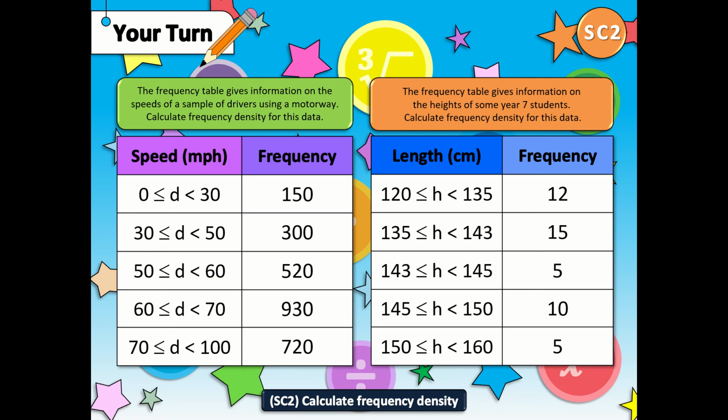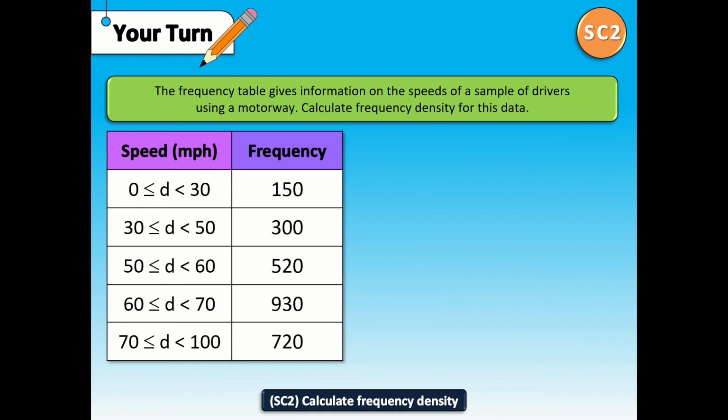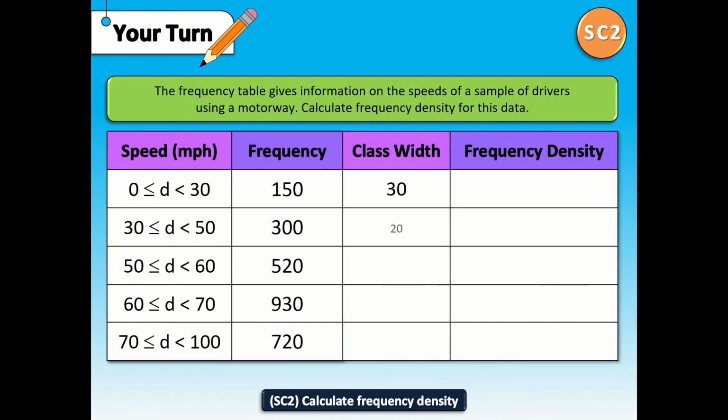Okay, let's go through these questions. So for the first one, there's our class widths, and then the frequency density is the frequency divided by the class width. So there's the frequency density.